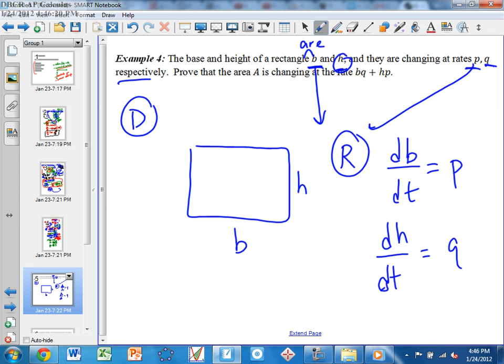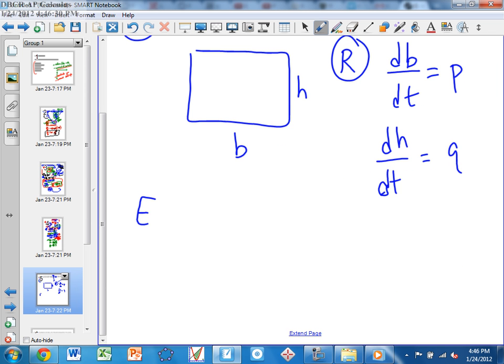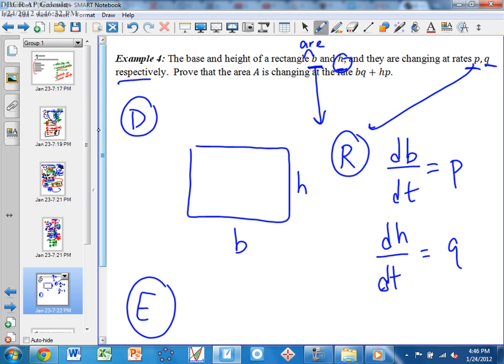Okay? Are we actually trying to find any rates in this problem? No. What are we doing? We're proving, right? So we don't have to do anything more with rates. Next, equations. What is the problem asking us about? The what? Area. What's the area of a rectangle?